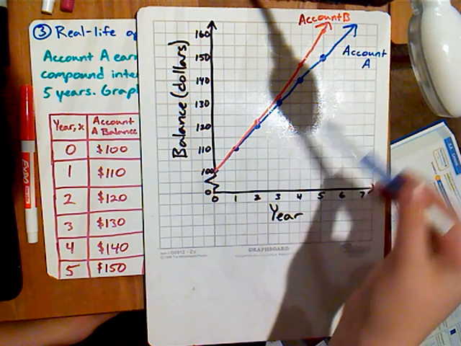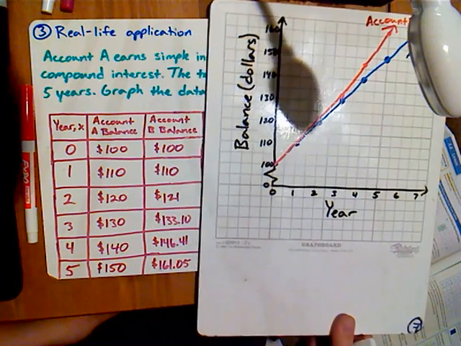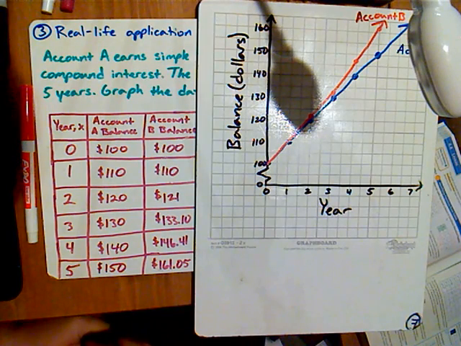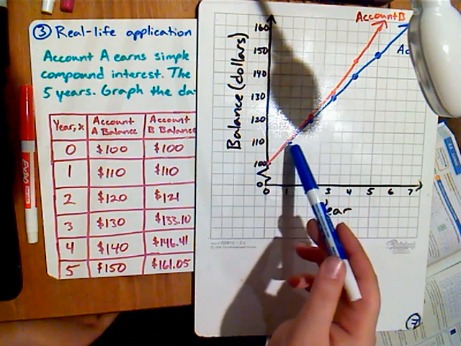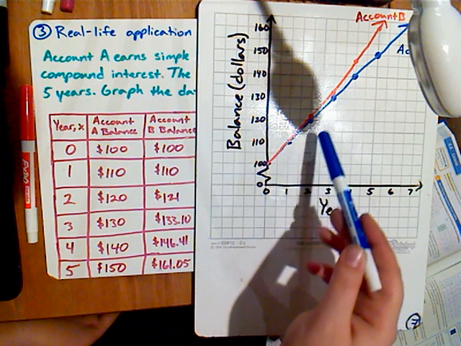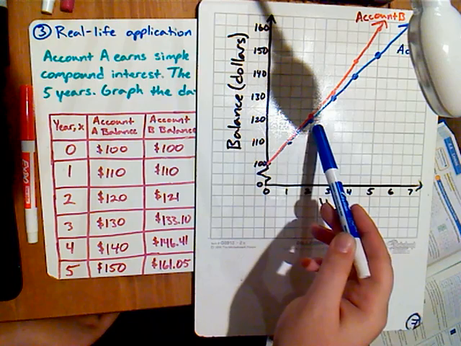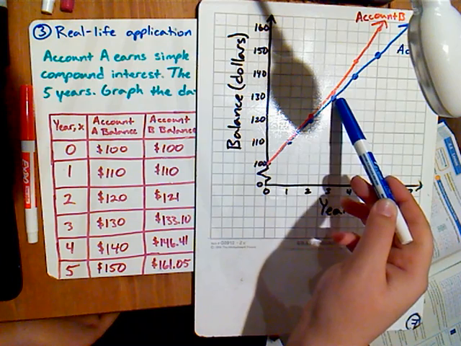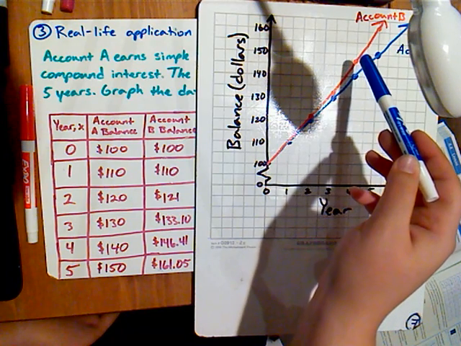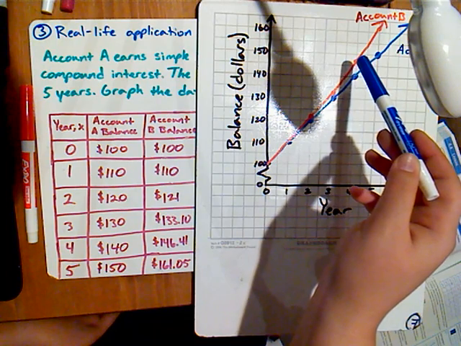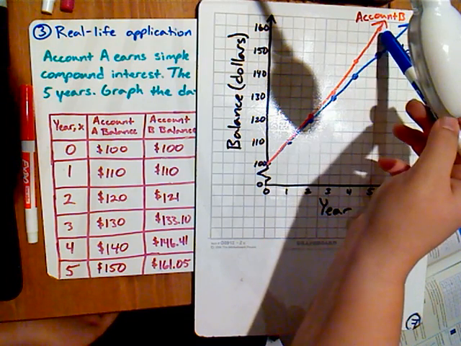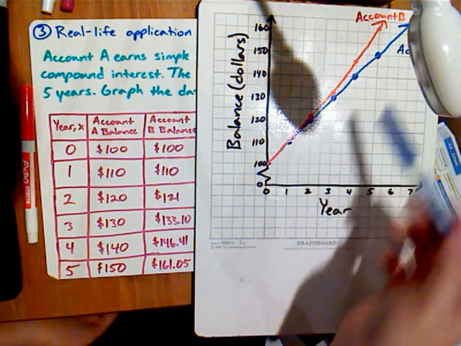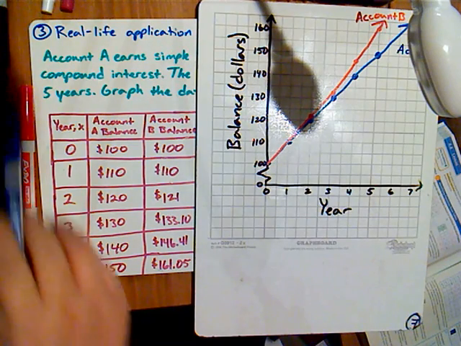So account A is making this line here. Account B is at the beginning at 100. At 1 year, it's at 110. At 2 years, it's 121. At 3 years, 133.10. At 4 years, 146.41. And at 5 years, it is 161.05. So we've graphed both of those lines for account A and account B.